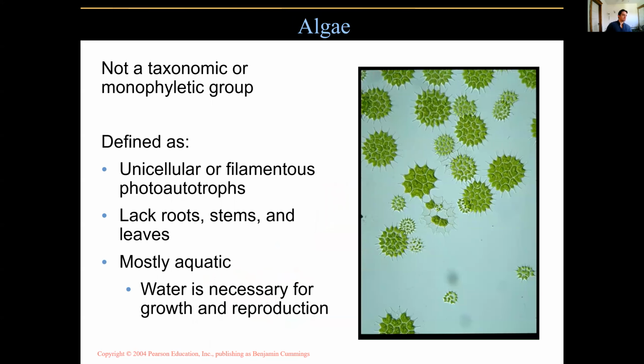Now we're going to be moving on to algae. Important here that algae are not a taxonomic or a monophyletic group. Algae is simply a way that we describe phototrophs that lack the tissues to be classified as plants, meaning they don't have roots, stems, or leaves. That typically includes your unicellular or filamentous photoautotrophs. Again, they lack roots, stems, and leaves, and they are mostly aquatic, as water is required for their growth and reproduction.